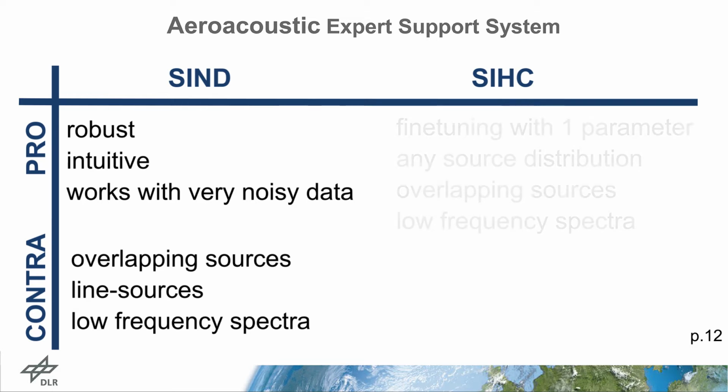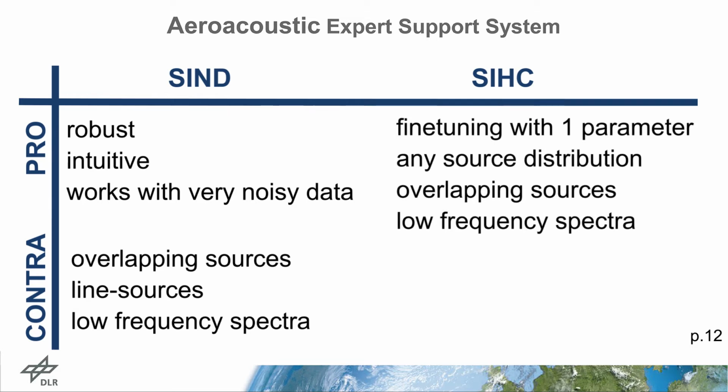SIHC, on the other hand, uses a density parameter, so you have to determine manually how many points there must be in a cluster before it's considered dense. This parameter massively changes the outcome of the clustering result. So you can fine-tune it, but also you have to fine-tune it. The biggest advantage of SIHC is that you also take the frequency and sound pressure level information into account, and you don't assume a Gaussian spatial distribution, so you can handle overlapping sources much better. And the very low frequency source parts are assigned to the correct sources much more frequently than with SINT.